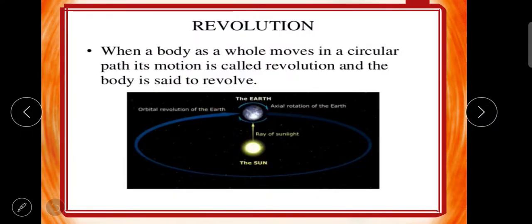Next is revolution. Children, you can also call this one type of motion where the object is moving in a circular direction. When a body as a whole moves in a circular path, its motion is called revolution. So that is circular motion, when a body is moving by itself in a circular path continuously, we also call this revolving or revolution, like the planets are doing around the sun.